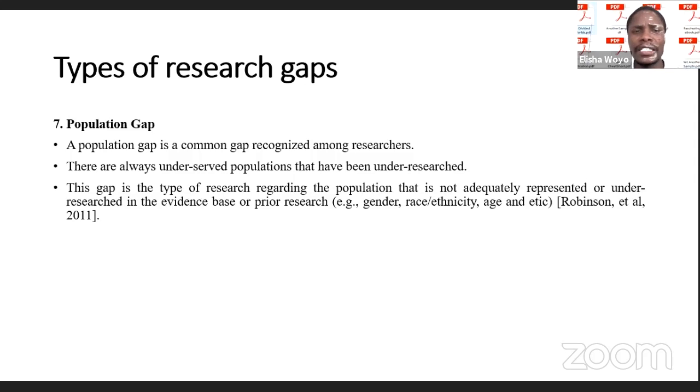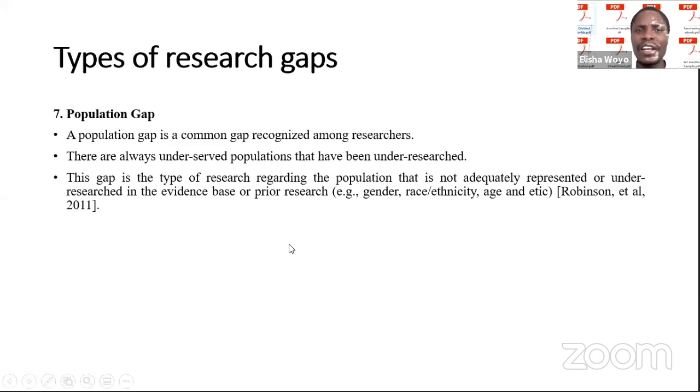So for instance, you might find out that when you look at your research area, one gender has been dominating the focus of the study. Is it the female gender? Is it the male gender? Which race? Which ethnicity? Which age? And all that kind of information. So it becomes very important to know this gap regarding the population and try to find out which group is underrepresented, and then do research with that particular population.